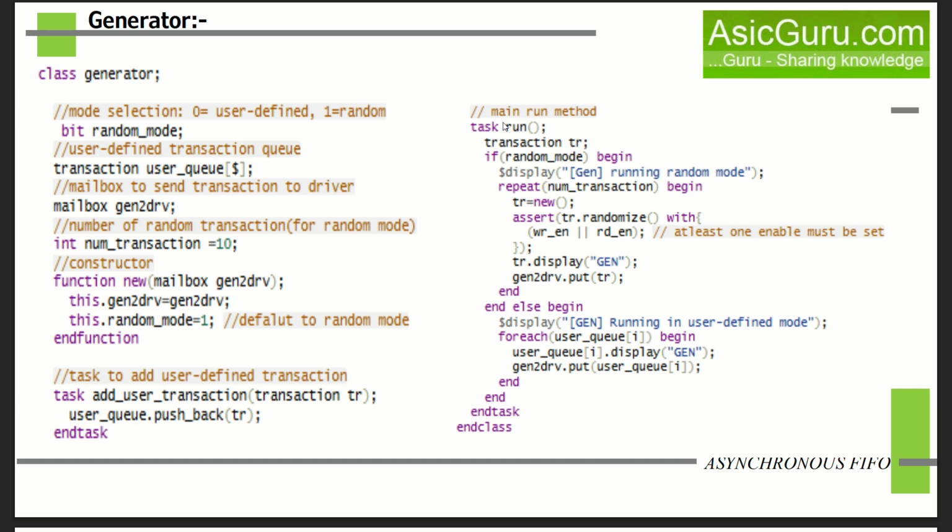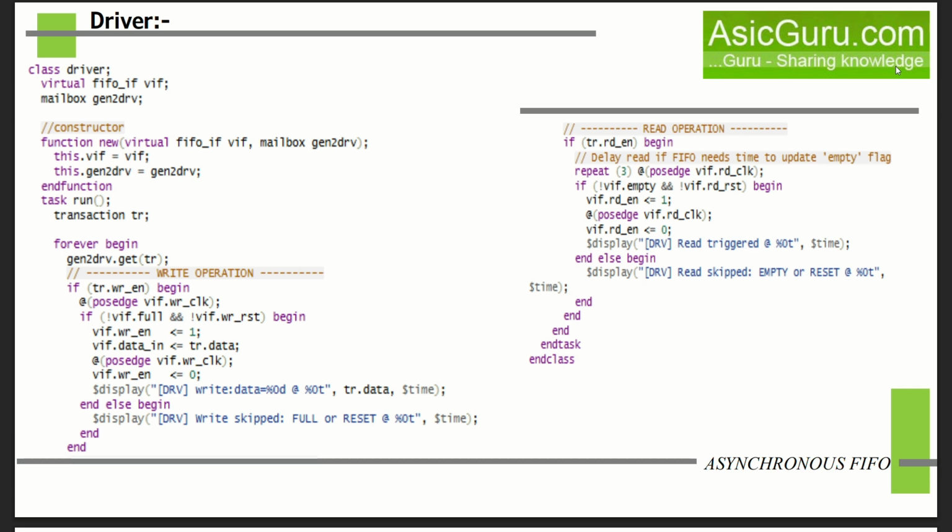Now here is the run function. We first initialize the transaction. If it is random mode, that is 1, then we repeat for the number of transactions, that is 10. Then the transaction is created by tr.randomize and we put the value generated into the mailbox and pass it to the driver. If it is not random mode, that is, it is user mode, then we take out data from the queue and put it into the mailbox and we pass it to the driver.